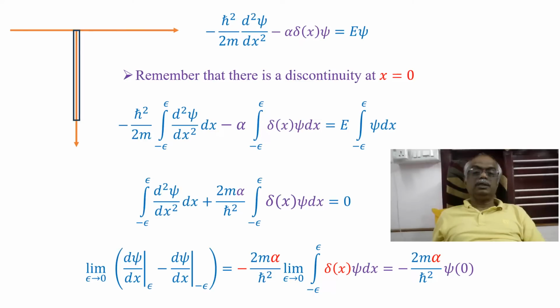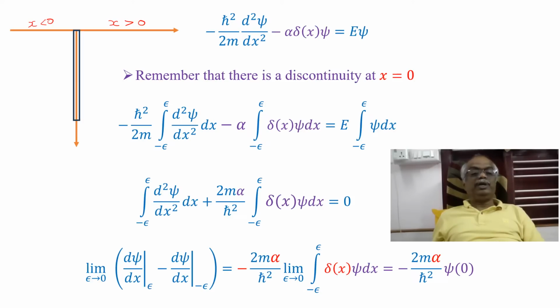Just now we have seen the solution for the case of x greater than 0 or less than 0. That is, x is not equal to 0. That is, in this range x is greater than 0, and here x is less than 0.